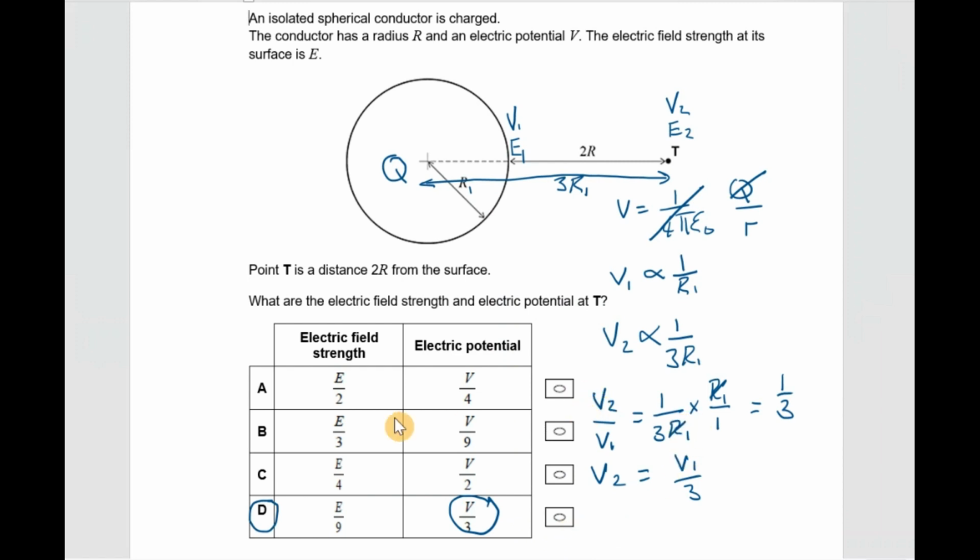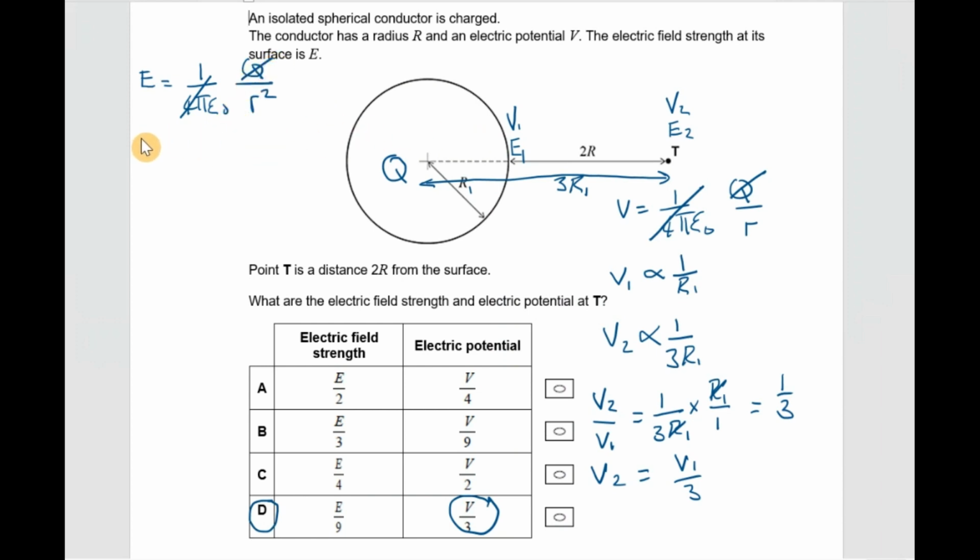Well, that's actually the only option, so it has to be D. But let's go through using the same idea to work out the electrical field strength. My equation for electrical field strength, again given on your data sheet, is 1 over 4 pi epsilon 0 multiplied by the charge, and this time over the distance from the centre of charge squared. Again, we're not changing any of those numbers, and we're not changing the charge.